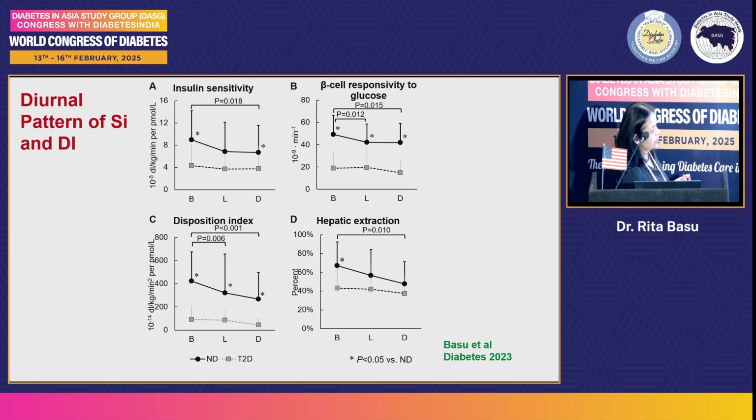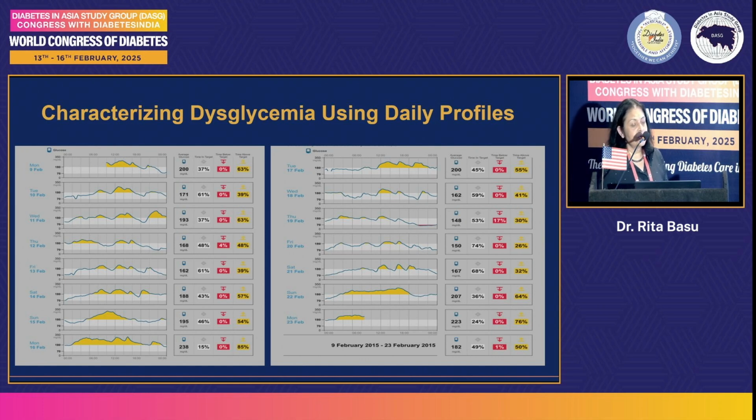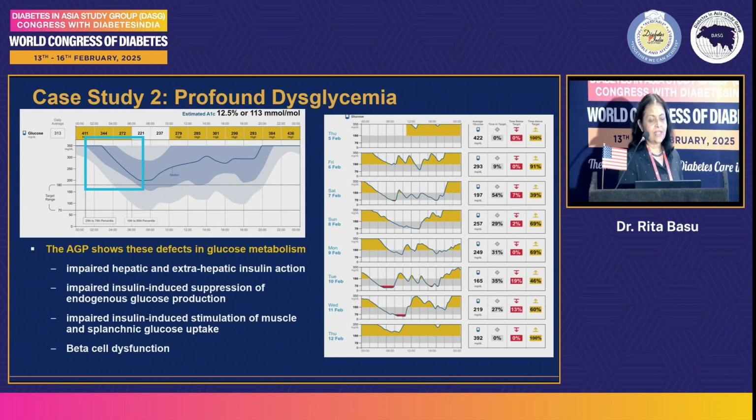Breakfast, lunch, dinner. And look at hepatic extraction, which is a clue to all this. It is very low, and the beta cell response to glucose is low. So all this put together is what you're seeing in the CGM profiles. I'm just interpreting it for you under physiological conditions. So when I showed you this dysglycemic slide, I showed you the dysglycemia using the daily profiles. Now you're beginning to understand why this patient's blood sugar was so high in the fasting state and postprandial.